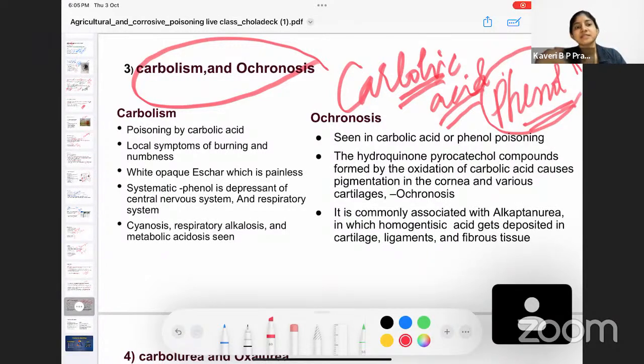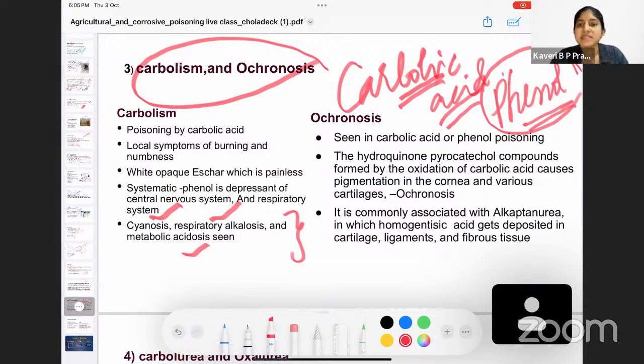When that happens, the systemic effects are mainly depression of the central nervous system and the respiratory system. So they'll not be very oriented to time, place, and person, plus they'll have breathing difficulty. Along with it, whenever a huge amount of phenol is consumed, there's going to be cyanosis, respiratory alkalosis, and metabolic acidosis.